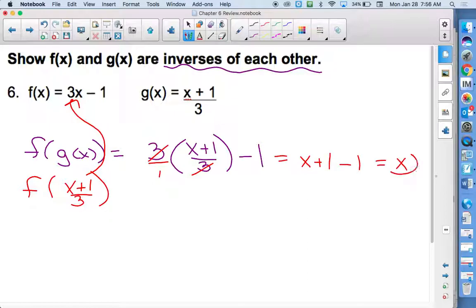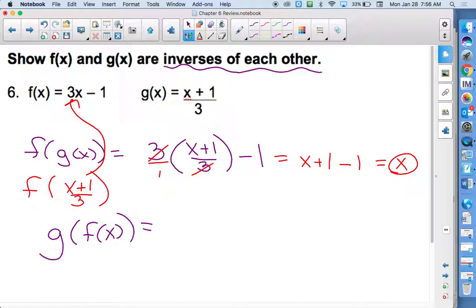just x. But in order for them to be inverses, you also have to flip it and do it the other way as well. So it has to work both ways. So we have f of g of x. We need to also make sure it works for g of f of x. So this is showing that two functions are inverses of each other. It's not finding an inverse. You have the two functions. We want to show that they are inverses of each other.